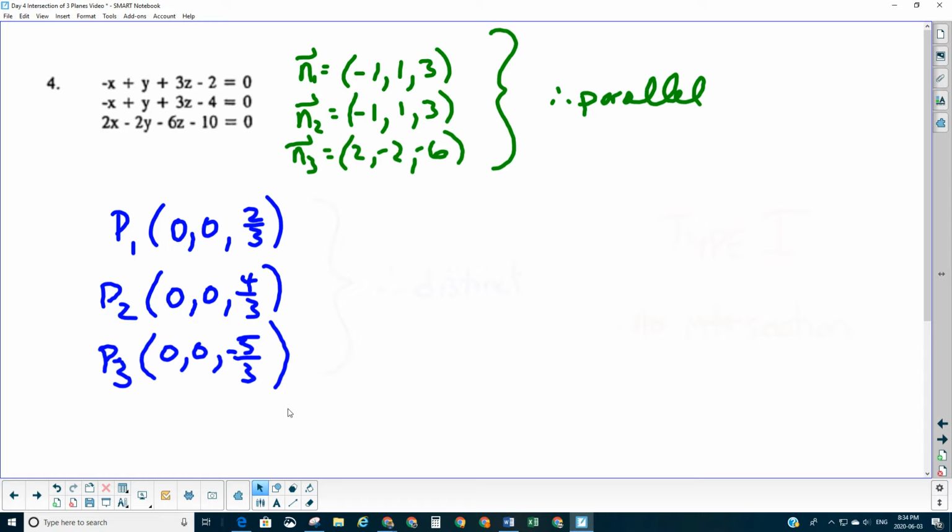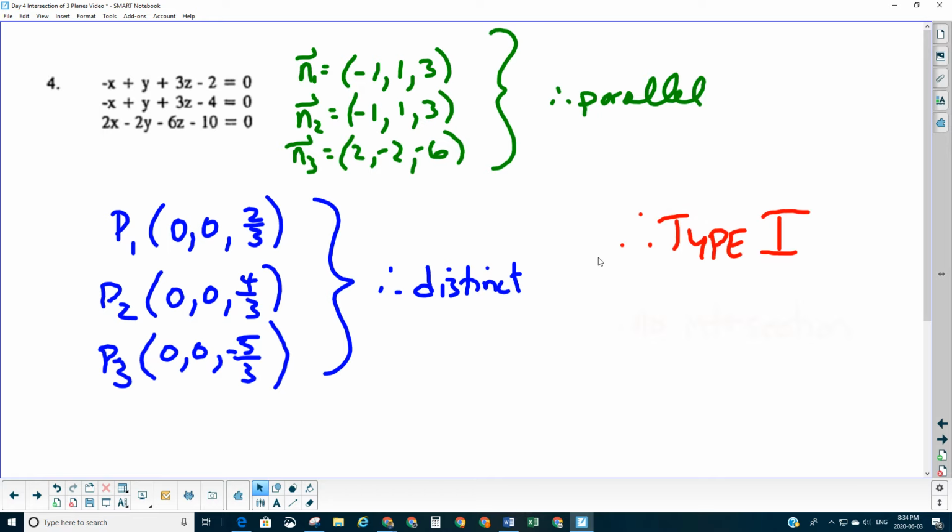Really, all that's important here is that they are not the same. So it turns out these planes, while being parallel, are also distinct, which is what we were hoping to see. And that means we now can confirm it's type 1. And don't just drop your pencil there, because we have to also say what the intersection is. And obviously the intersection here is that there is none.